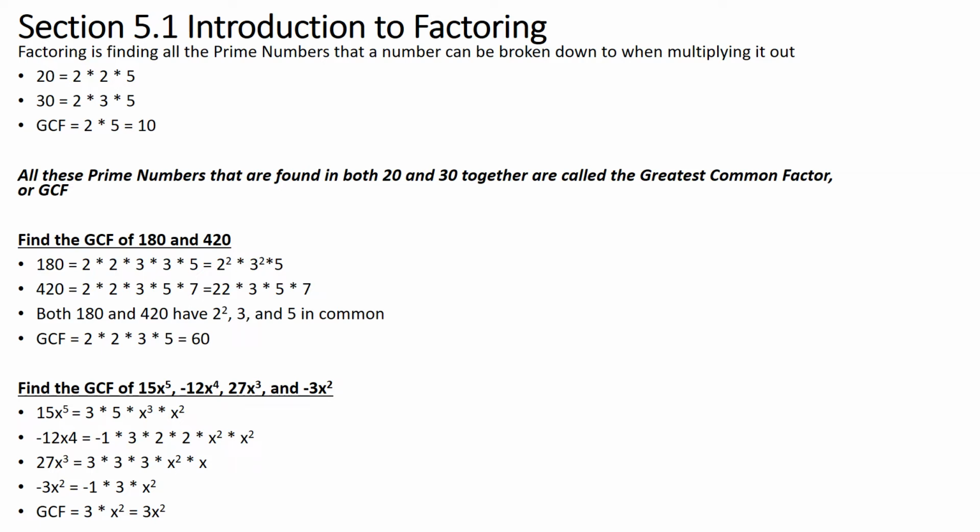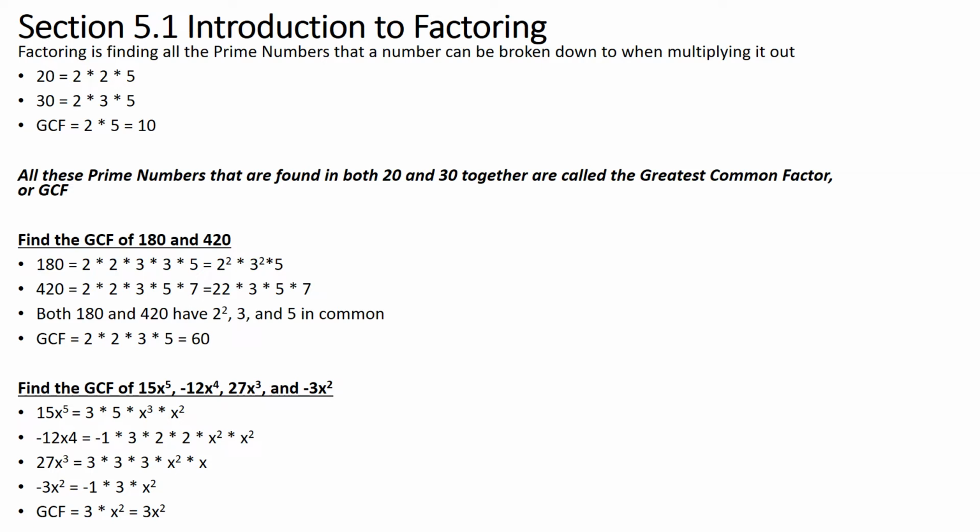Same thing as 180 and 420. It's more difficult to try to figure out what is common in both of them by doing multiples. If we break down 180, that's 2 times 2 times 3 times 3 times 5, which in simpler terms is 2 squared times 3 squared times 5. 420 is 2 times 2 times 3 times 5 times 7, which is 2 squared times 3 times 5 times 7. Both have a 2 squared or a 4 and a 3 and a 5. So multiply 2 times 2 times 3 times 5, that's 60. Greatest common factor for 180 and 420 is 60.